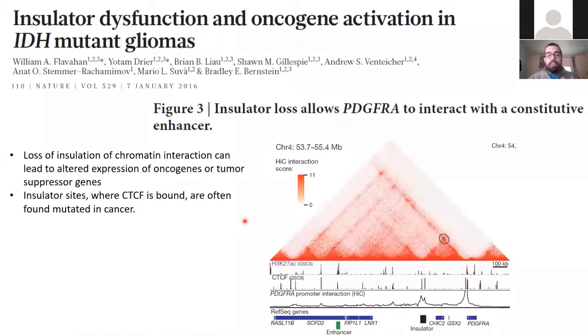If, for example, one of these insulator sites is mutated and cannot bind to CTCF, and it happens that it was insulating an enhancer that otherwise could not contact an oncogene, it is going to promote the expression of this oncogene, as in this paper, where the loss of the insulator site allowed the enhancer to interact with PDGFRA, which promoted cancer progression.